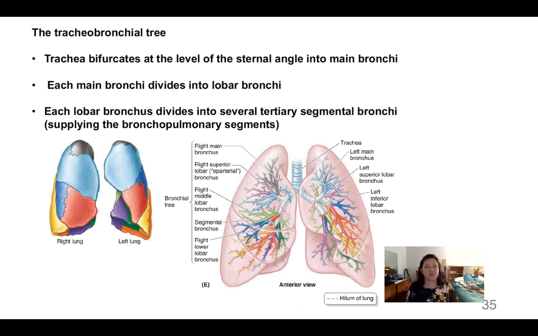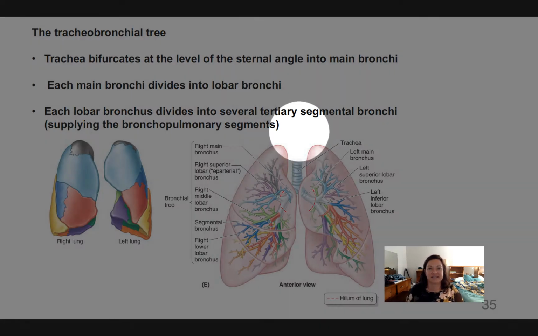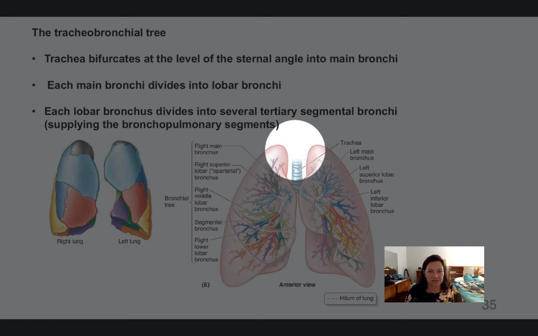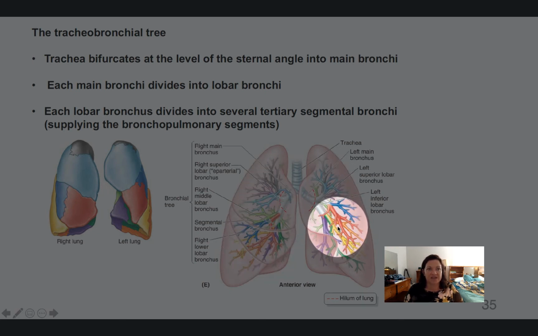Now, the tracheobronchial tree is so named because it looks like an inverted tree. So in this analogy, the trachea is the trunk of the tree, and it subdivides and divides to create this complex tracheobronchial tree. So the trachea bifurcates at the carina, which is here, into two main bronchi. And that division of the trachea is at the sternal angle.